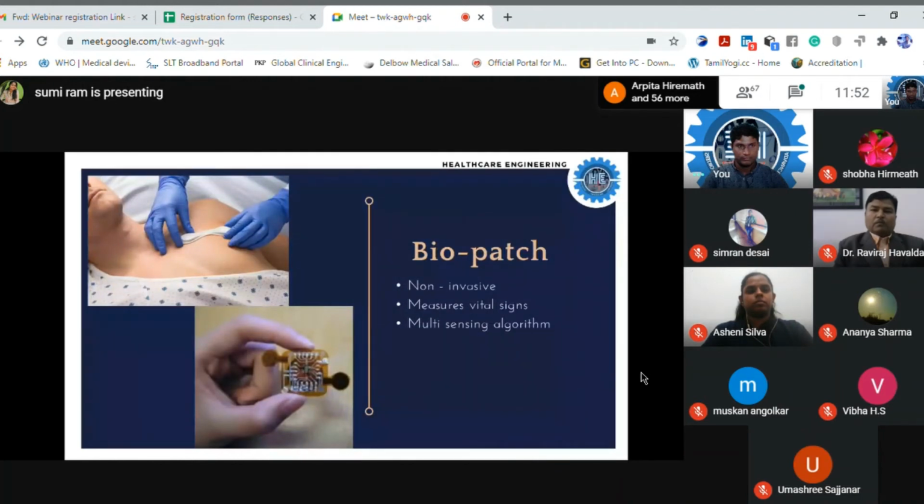This BioPatch is for single use only and must be disposed of to minimize infection. Some BioPatches are attached to the patient on the left side of their chest to monitor the parameters, as is given in the image.